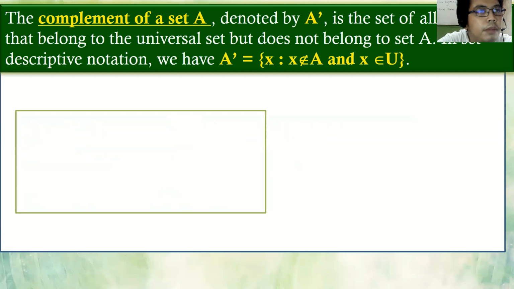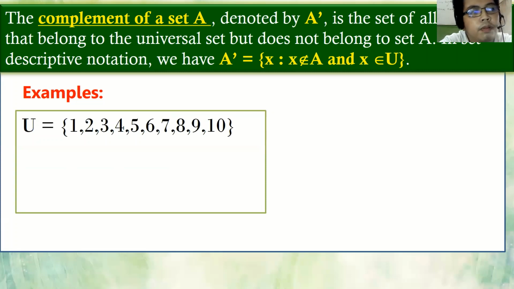Next is the complement of the set. We denote that as A prime. These are the elements that belong to the universal set but do not belong to the set A. So we can write the description: A prime, or the complement of a set, is the set of x such that x is not found in A but is in the universal set. It's in the universal set but not in set A.